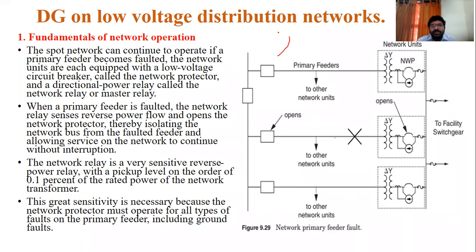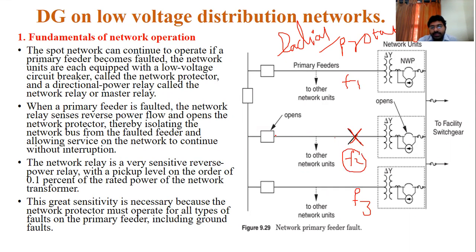This is the radial network. This fundamental network operation is mainly based on protection. Whenever you see this protection, assume that there is a fault in feeder 2. This is feeder 2, or suppose this is feeder 1, or suppose this is feeder 2. You can assume there is a fault in this feeder 2.